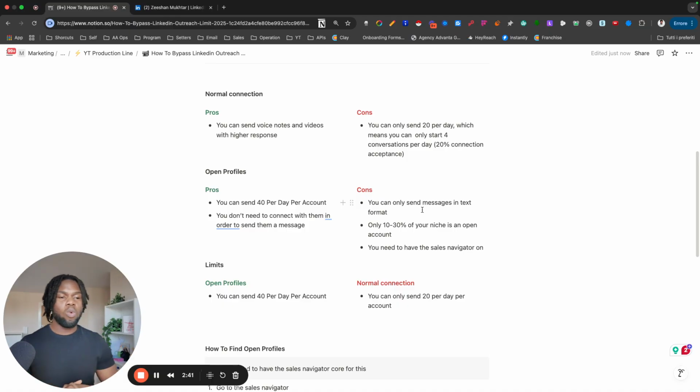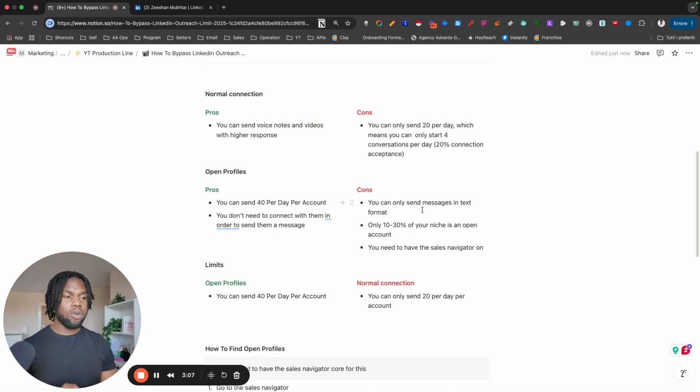So what are the pros of using open profiles? You can send 40 per day per account, compared to 20 per day per account on normal connections. And you don't need to be connected with them in order to send them a message. They are going to see it, assuming they're on the app, or they also get an email from LinkedIn when someone's messaged them, which means they're going to see your message. That's a very good thing.